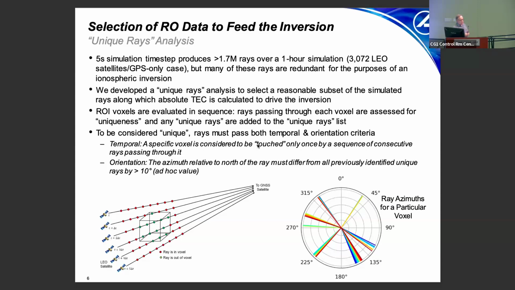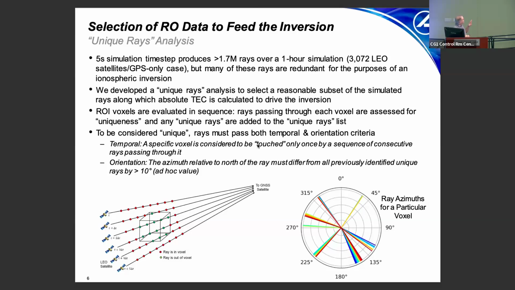So this produces a very large number of rays, as you can imagine. Just for the GPS-only case, for example, with a 5-second simulation time step, which by the way was determined so we don't skip over any voxels in the analysis, you almost have 2 million rays over the 1-hour time period. And again, that's 3,000 plus LEO satellites. But many of these rays are redundant. They don't provide that much additional information. And so we are winnowing out the rays to ones that we consider, quote unquote, unique.